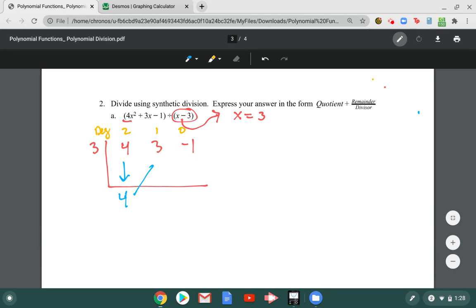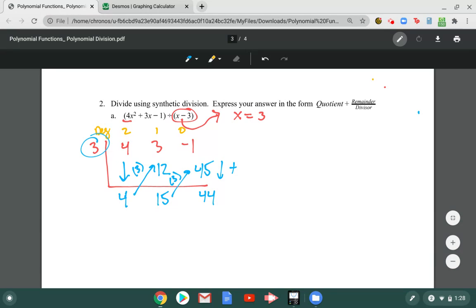As I move up through, I'm going to multiply by that 0. So each time I move diagonally, I'm going to multiply by my 0, which would be 3. 4 times 3 is 12. As I move down, I add. So 3 plus 12 is 15. As I move up diagonally, I multiply. 15 times 3 is 45. And then finally, that one last time, I'm going to move down. Negative 1 plus 45 is 44.